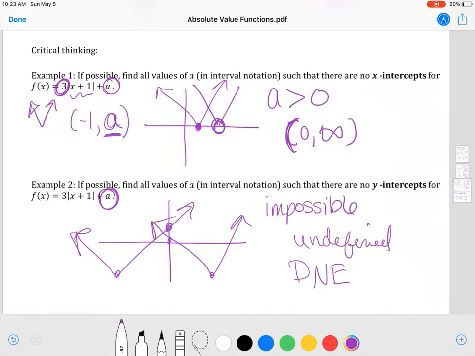So these are all good thinking questions to get you to understand how the equation matches up with the graph, and how those letters, like the a and the h and the k, affect the graph when you change those numbers.